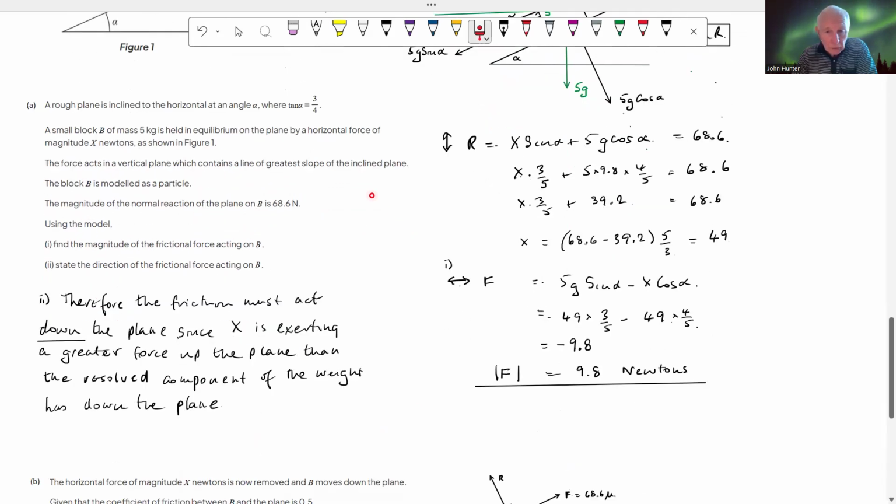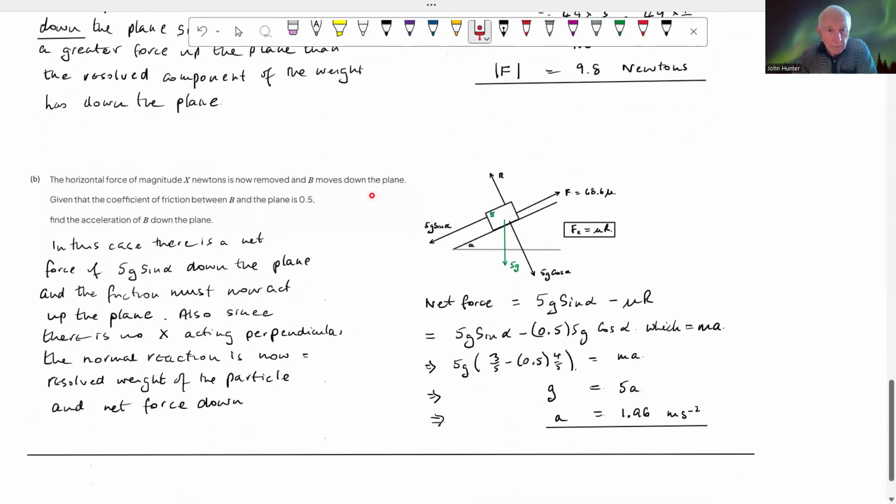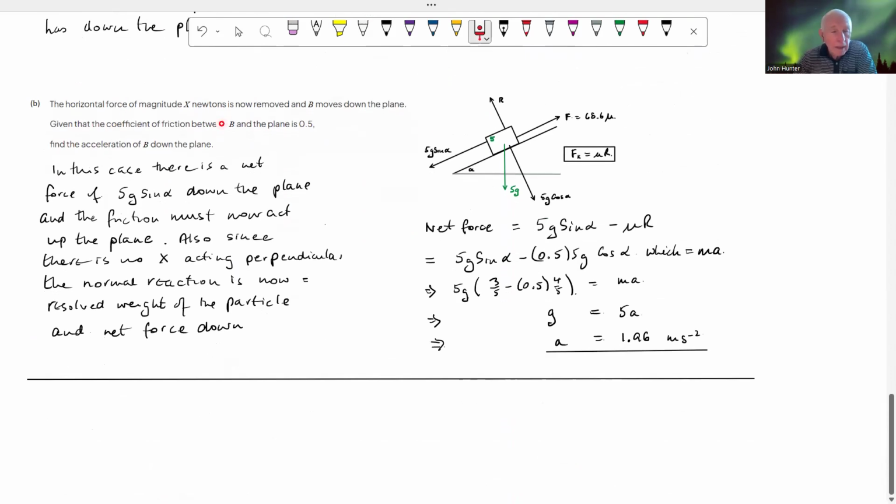Right, so part 2. The horizontal force of magnitude x newtons is now removed and B moves down the plane. Given that the coefficient of friction is 0.5, find the acceleration of B down the plane. Right, so I've reproduced the diagram here without X. Now this has an effect both in the along sense and in the perpendicular sense.